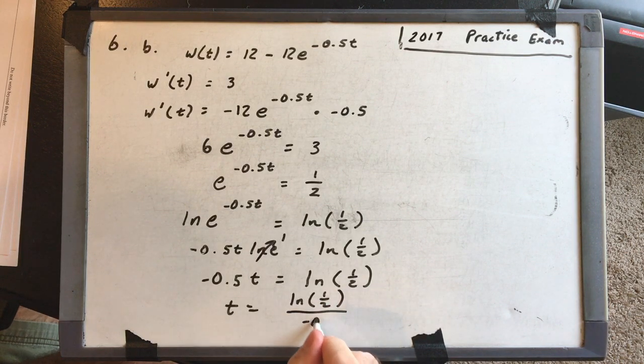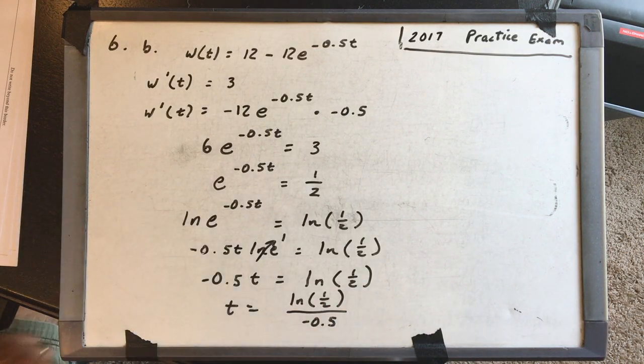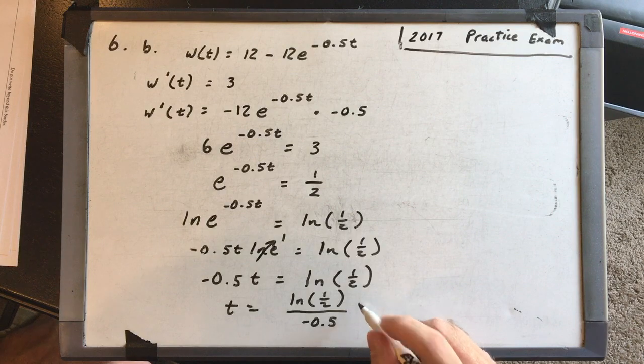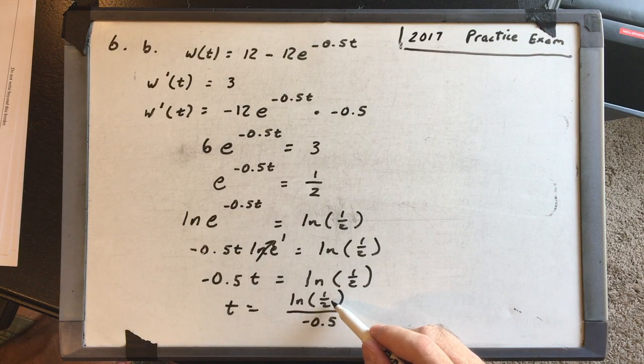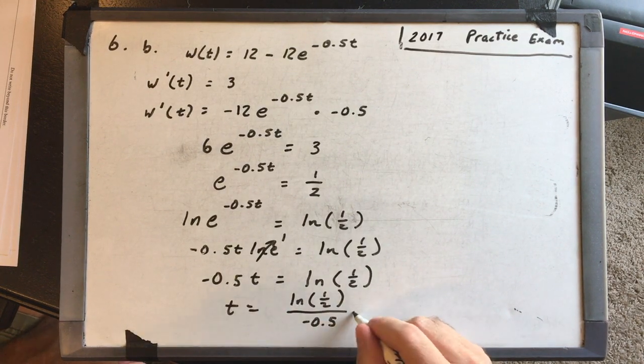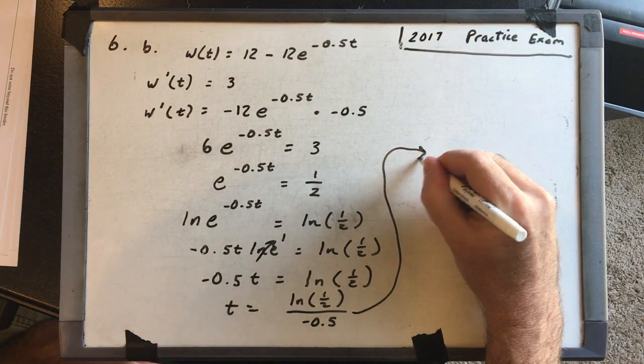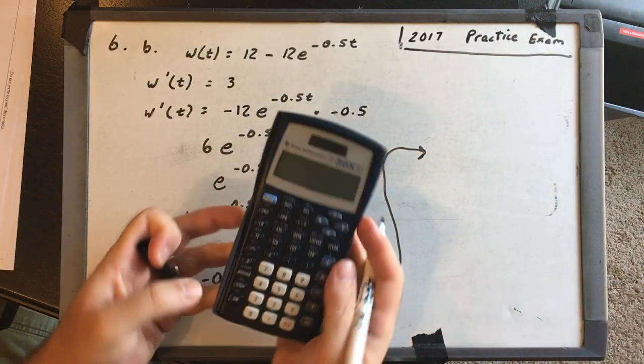over negative 0.5. I believe that you could just circle that, because you're not supposed to have to use a calculator. You can just circle that as your answer. Natural log of 1/2 is negative, so you're not going to get a negative time here. They say have a cheap calculator ready, so like this.